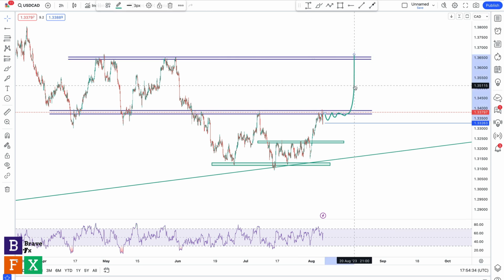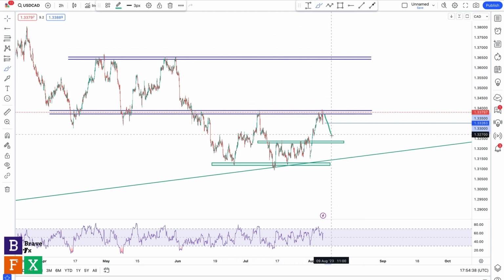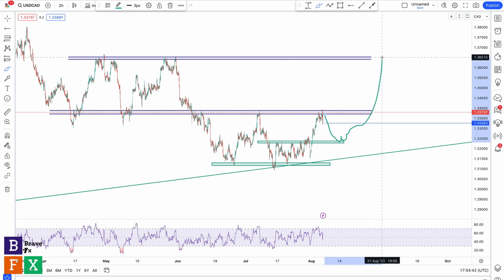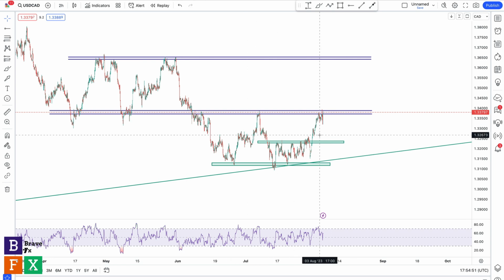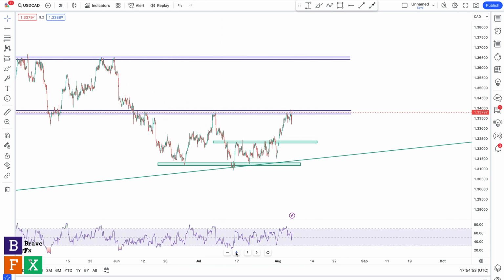Alternatively, we could see a pullback, right? We can get a pullback all the way to this area of value, then we look for opportunities to go long. So those are the 2 case scenarios to go long. As for a short position, I am really not inclined to go short right now, but for those who would like to go short, I'm simply going to wait for a very good consolidation.